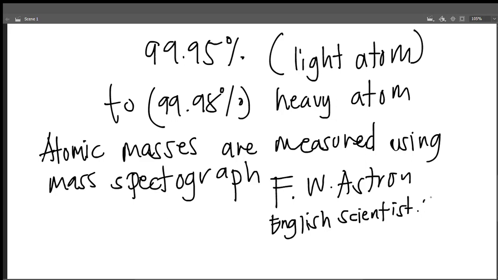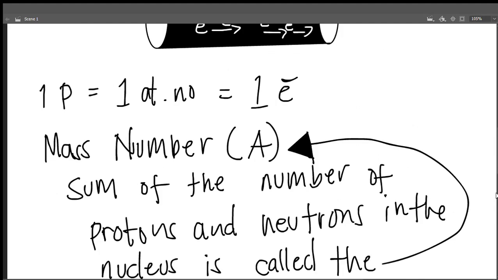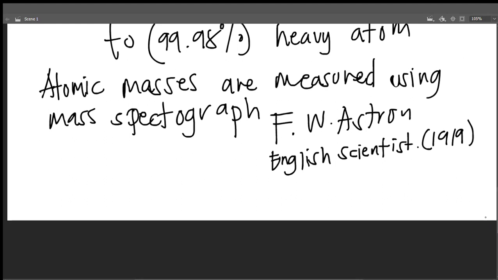In year 1919. The atomic masses of elements are not whole numbers because atomic mass values are average atomic masses of a very great number of atoms of an element, which has more than one isotope. So isotope.